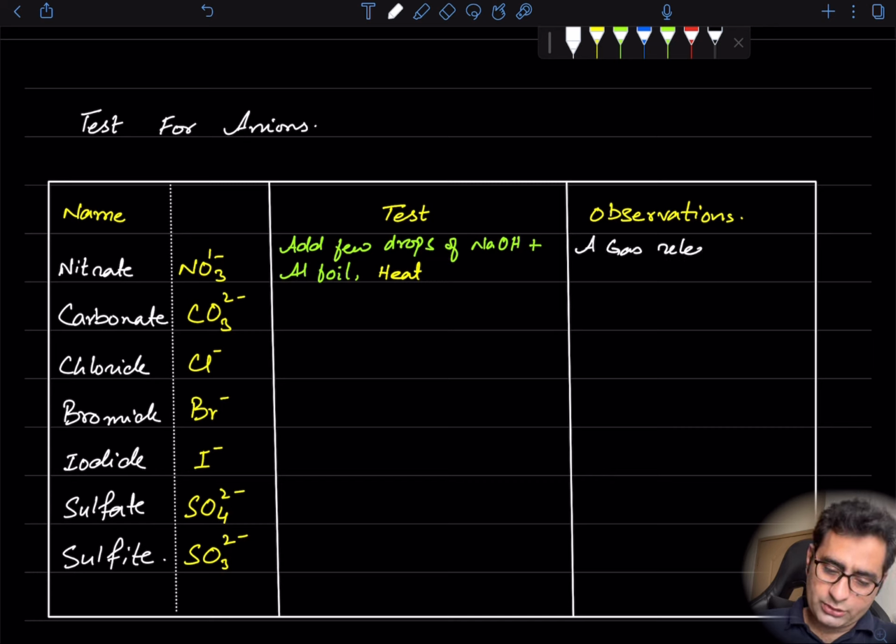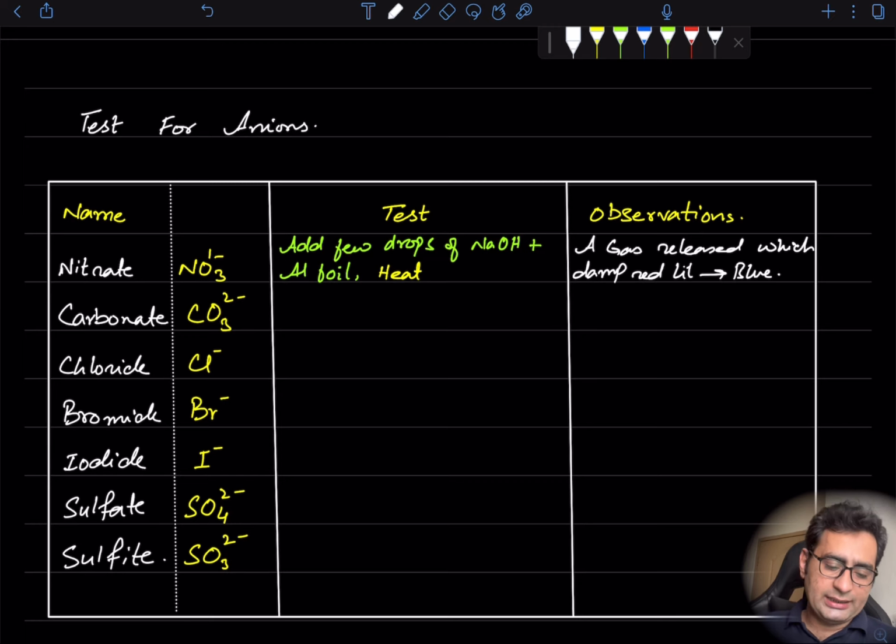Here you can write the observation: a gas is released which turns damp red litmus paper blue. This is a color change. If nitrate ion is there, by adding sodium hydroxide and aluminum foil and heating up, it releases a gas which turns damp red litmus paper blue. Actually, this is ammonia gas. Nitrate will turn into ammonia by heating with sodium hydroxide and aluminum foil.